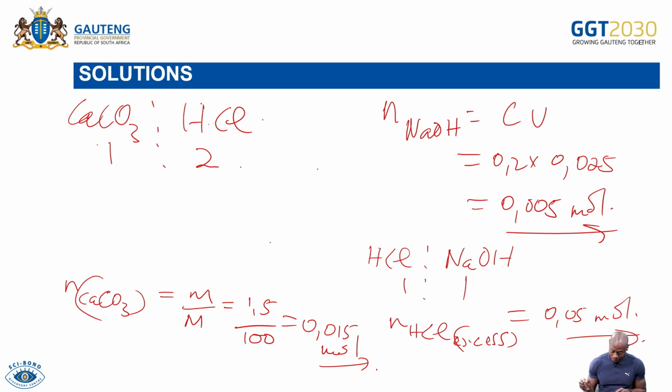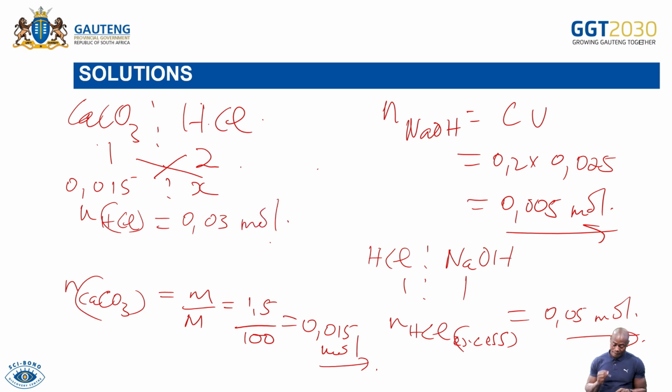Then the number of moles is 0.015, and we don't know the number of moles of hydrochloric acid. All right. Then the number of moles of hydrochloric acid will be 2 times 0.015, which is 0.03 mole, right?